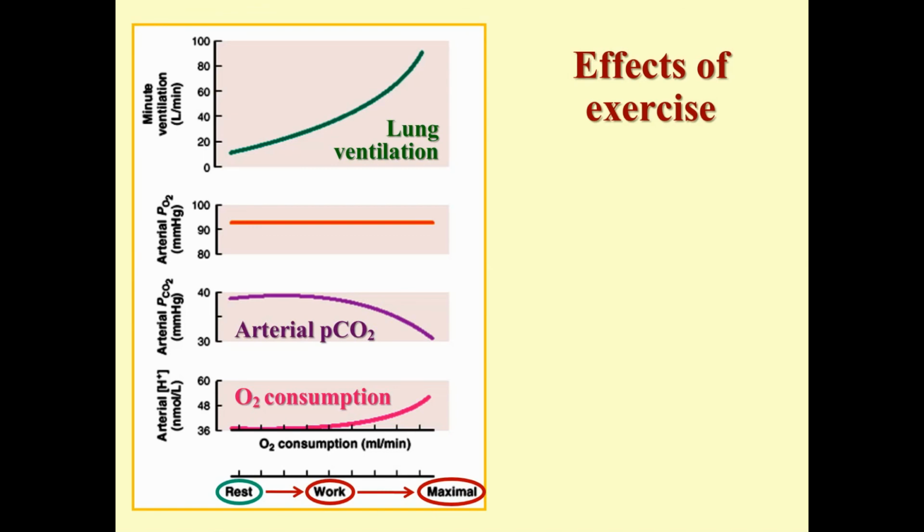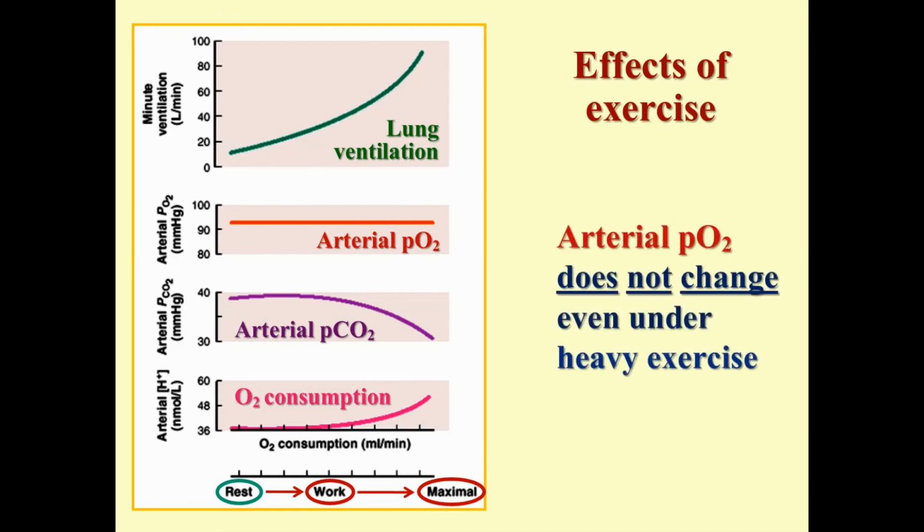But what remains steady, unchanged, constant, is the arterial partial oxygen pressure. This is unchanged even in the case of very heavy exercise. So it does not change.